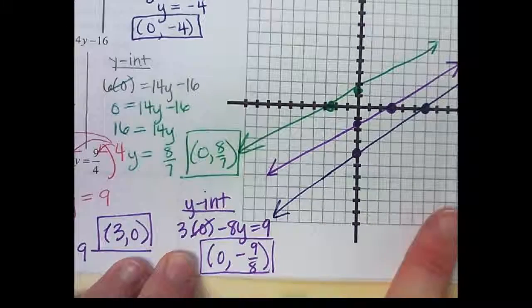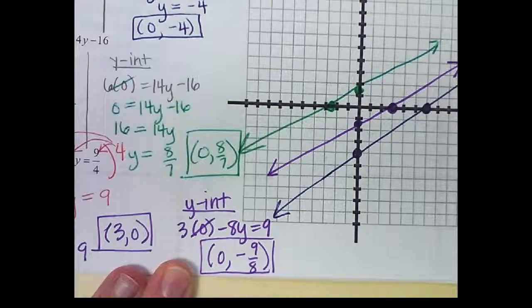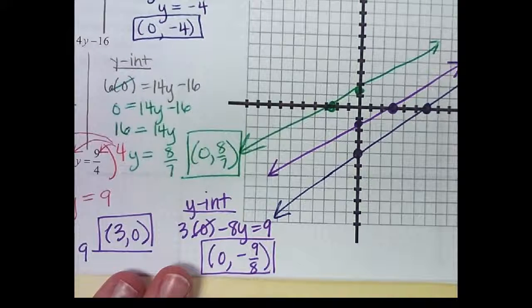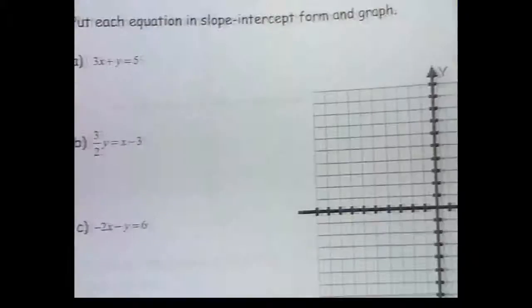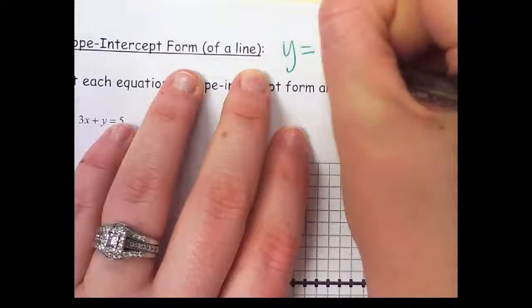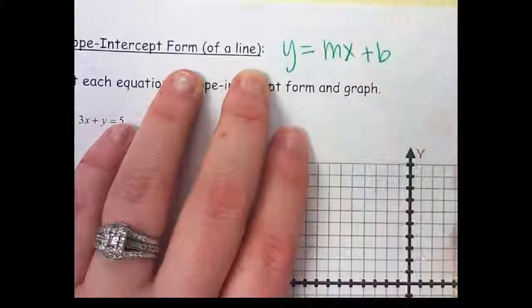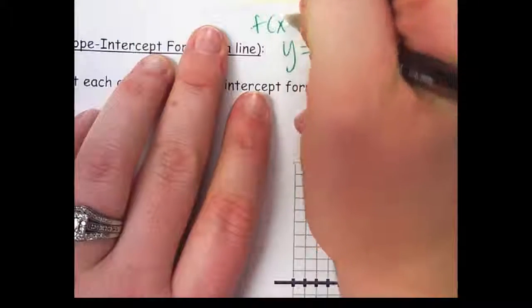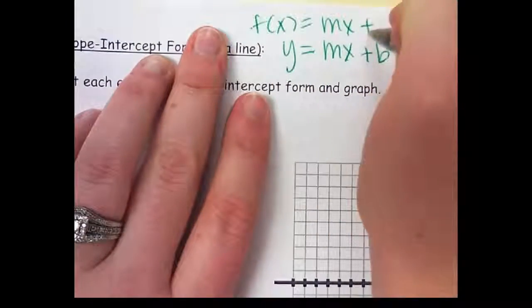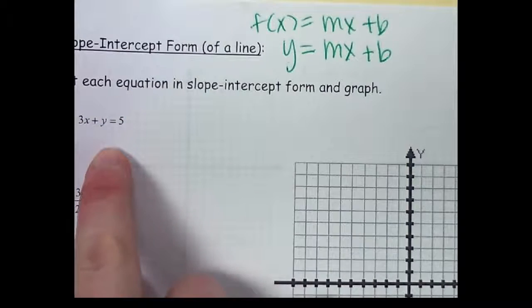Okay, on the next page. So if you want on A, you're going to put it in slope-intercept form. So slope-intercept form is what? Remember? Y equals mx plus b. So basically, anytime you want to graph a line, we want it in this form. Of course, we could also say f of x, but usually when it's written out in an equation like this, you're going to see y.